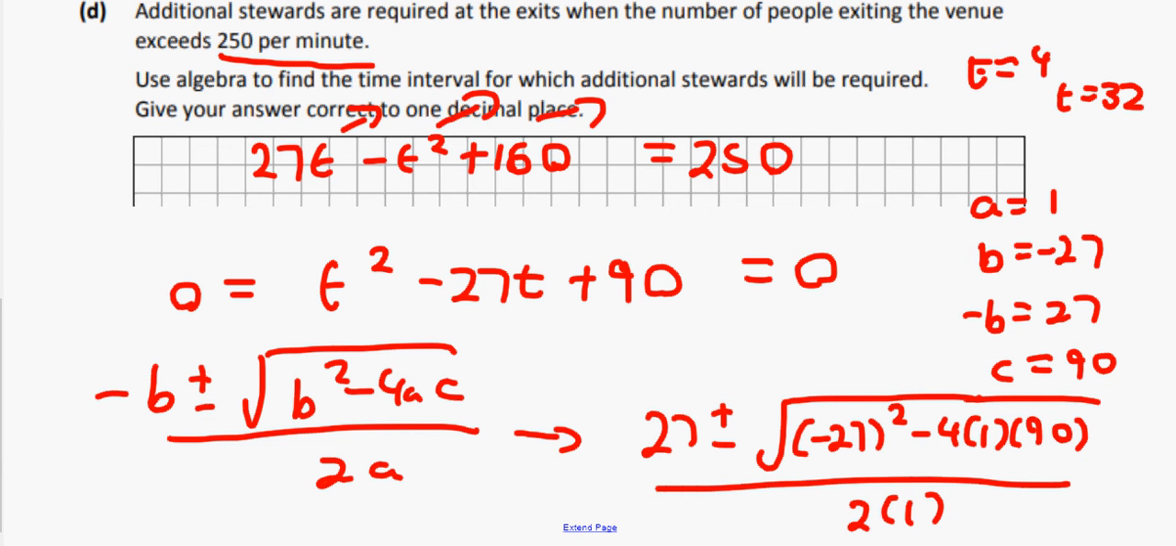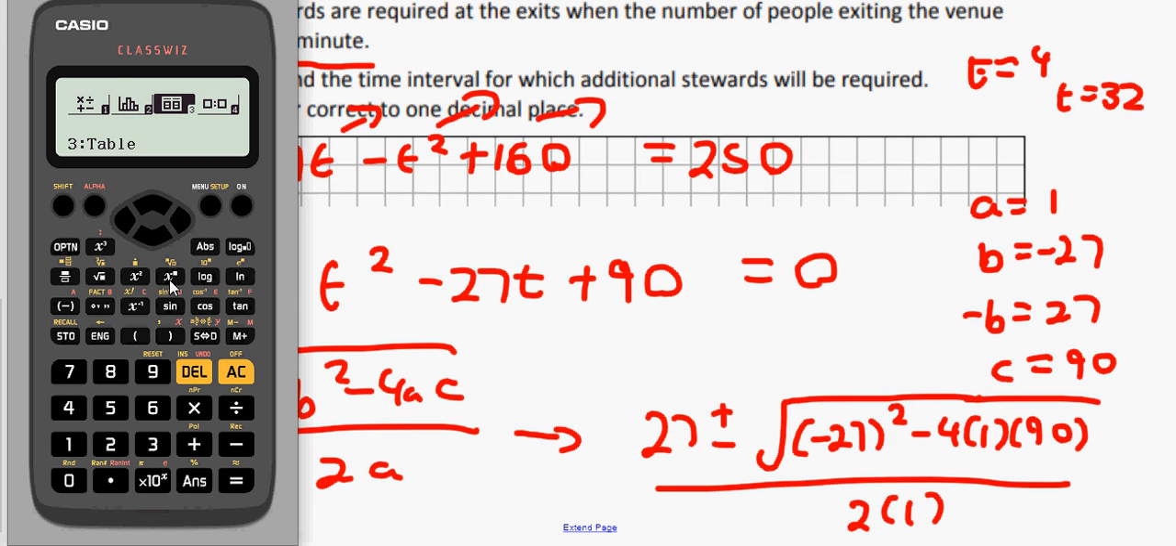Now, one last time, remember when you put all this into the calculator, you do the plus value first. So you press the fraction button first, 27 plus square root of minus 27 squared. You'd be surprised how many times people will make a mistake in here. Over 2 times a. The first answer is 23.1.